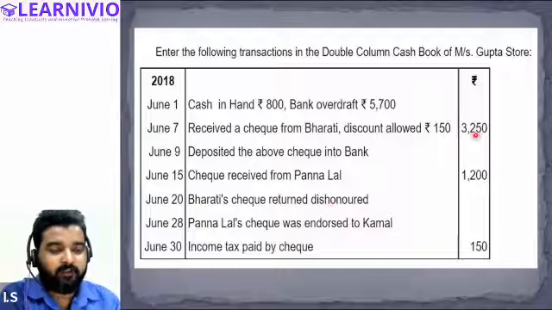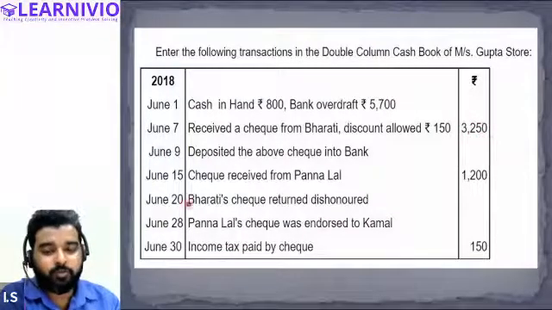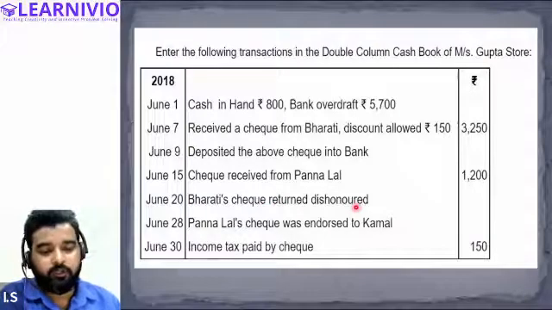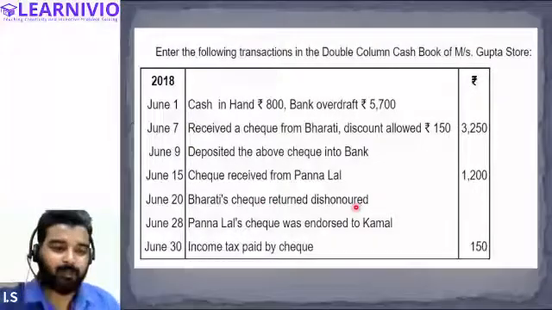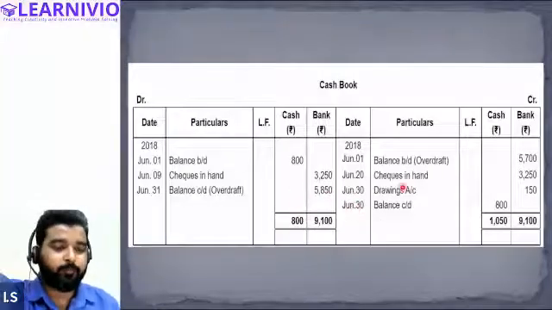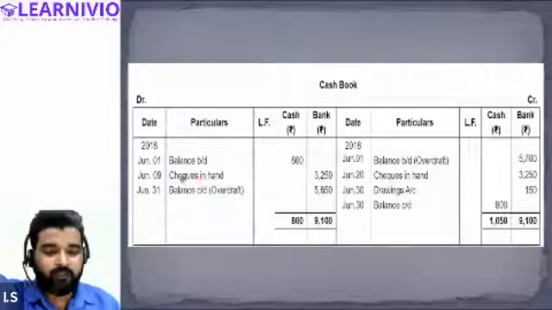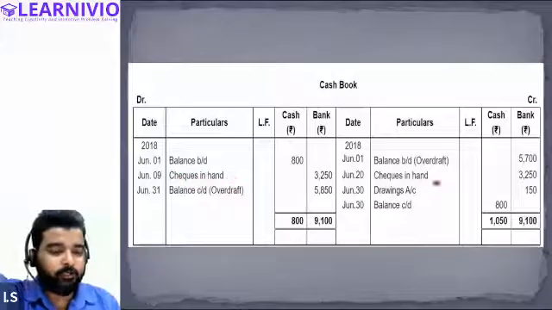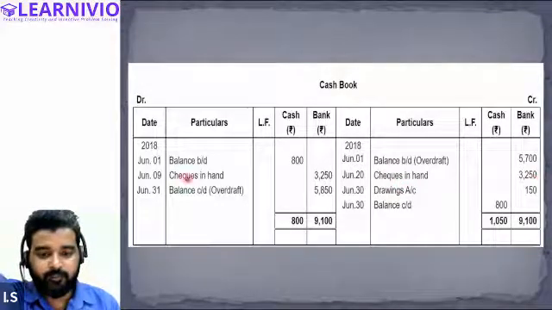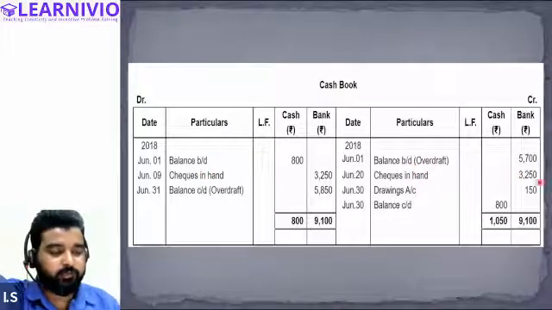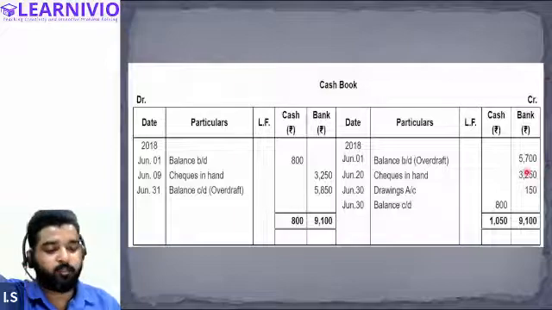So initially we recorded the transaction on 9 June considering that it would increase our overall bank balance. Now on June 20, Bharti check has been returned dishonored. So we will have to reduce the bank account, right? We will have to pass this entry on June 20. Earlier we debited the check in hand, right? So in this case we will write check in hand by check in hand 3250. This basically means we are reducing the bank balance by 3,250 rupees.